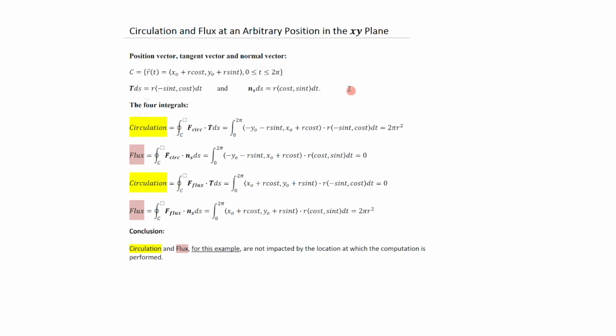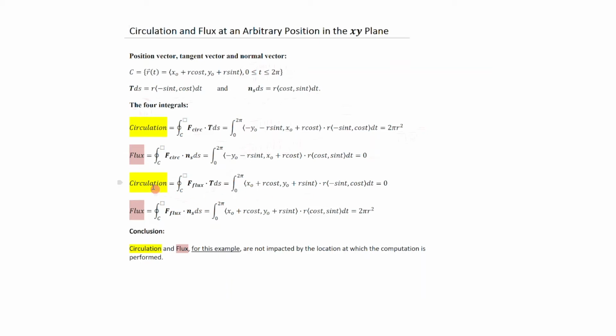However, in computing the circulation, we're computing F at the position, which means here we do have to introduce the location. If we compute this now, you do the dot product followed by the integral, and you still end up with 2 pi r squared for this particular case. So nothing has changed. We moved it to another location and we still end up with the same answer. On the other hand, with flux, we go through the same calculation procedure. The only thing that changes is that we're evaluating F circle at the position x0, y0, and so of course this changes, but we still end up with 0.